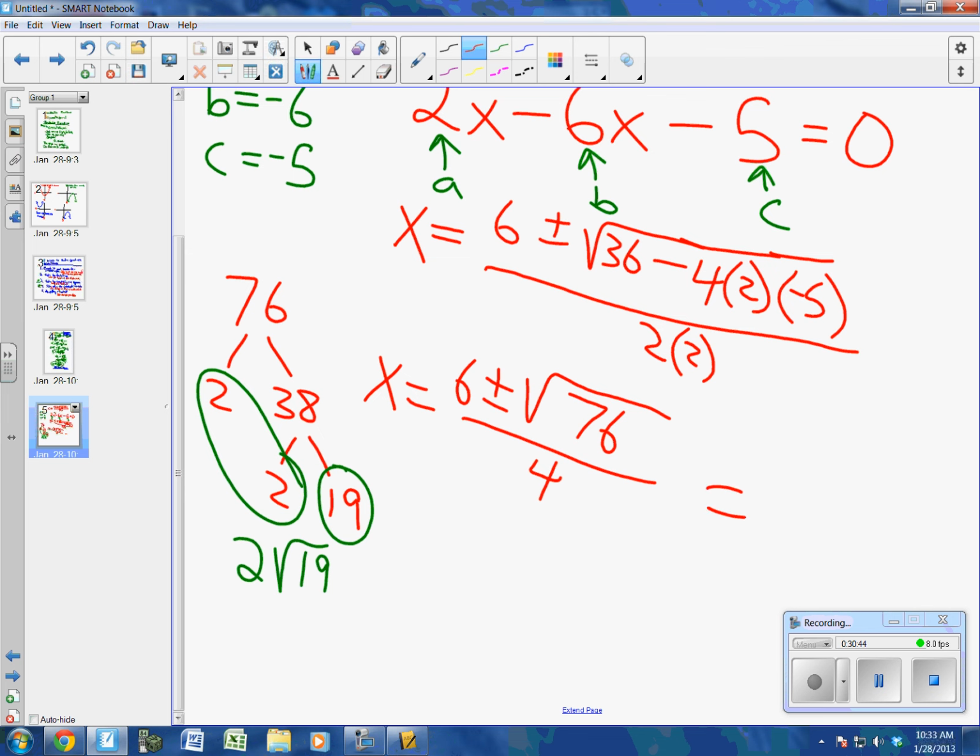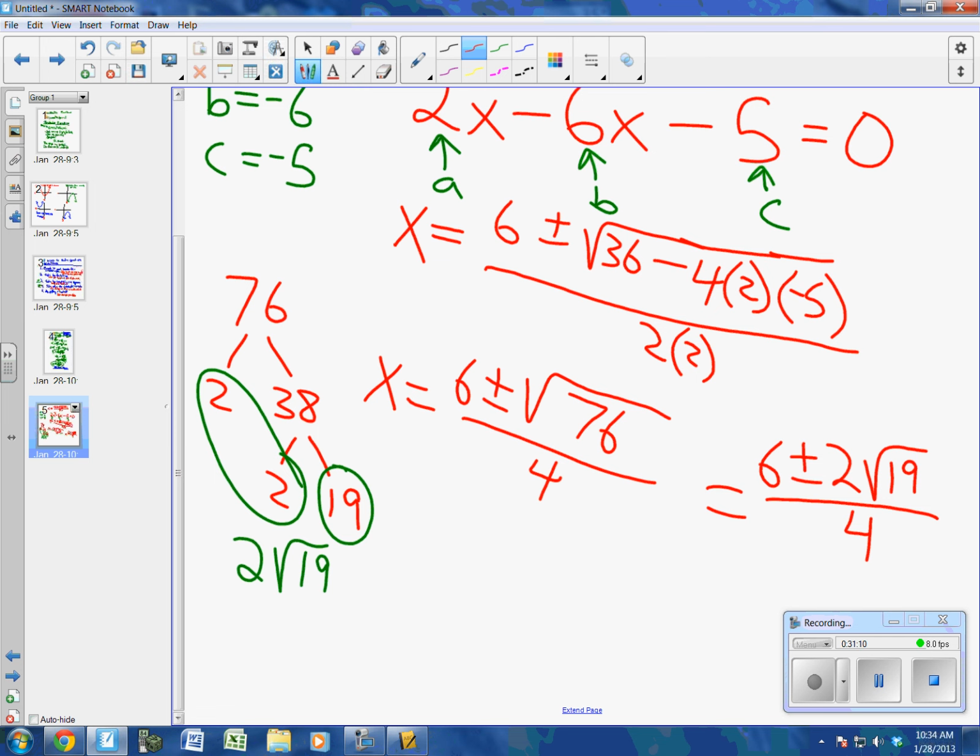Here's our answer, our final answer. Actually, it won't be our final answer because we'll have something else. The square root of 76 turns into 2 square root of 19, right? Now, here's the deal with this. Each term in the numerator has a factor of 2, and the term in the bottom has a factor of 2. So I can divide 2 into all 3 of these numbers right here.